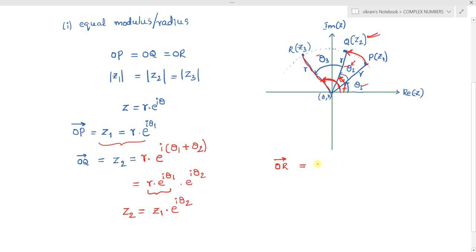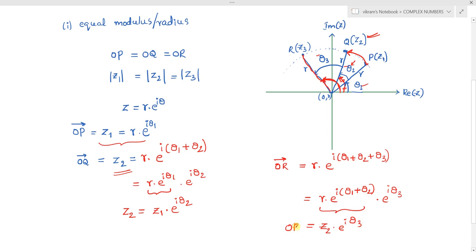From the origin, r times e to the power iota times (theta 1 plus theta 2 plus theta 3). This is the total angle, theta 1 plus theta 2 plus theta 3, which we can write as r times e to the power iota times (theta 1 plus theta 2) times e to the power iota theta 3. Here r times e to the power iota times (theta 1 plus theta 2) can be written as z2. So z2 times e to the power iota times theta 3 is nothing but the complex number z3.